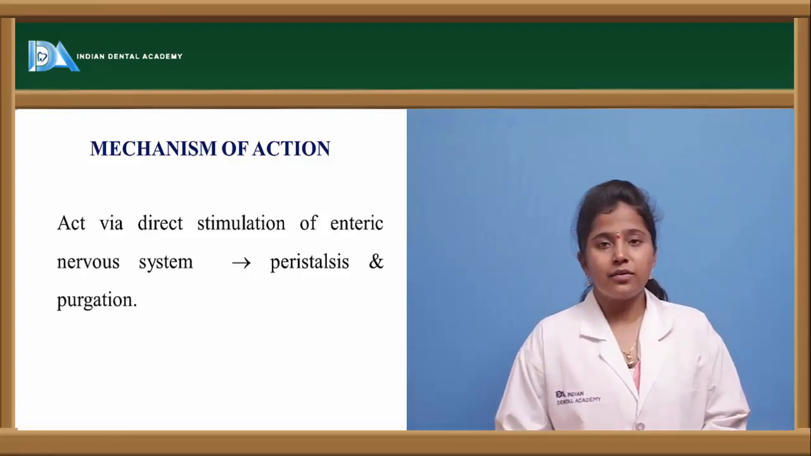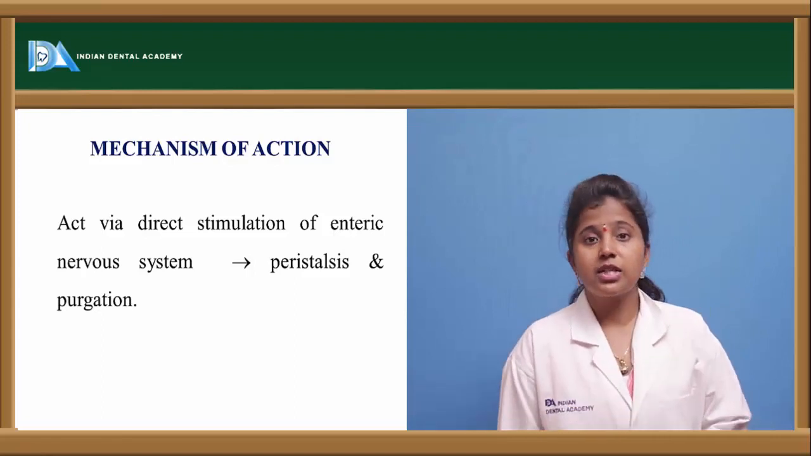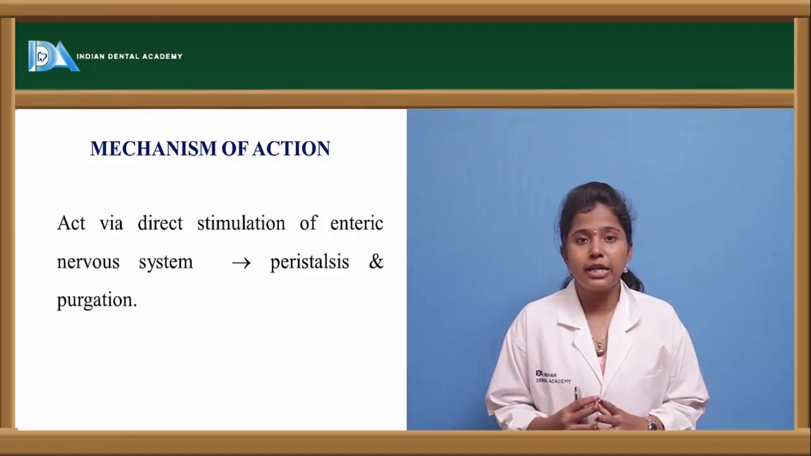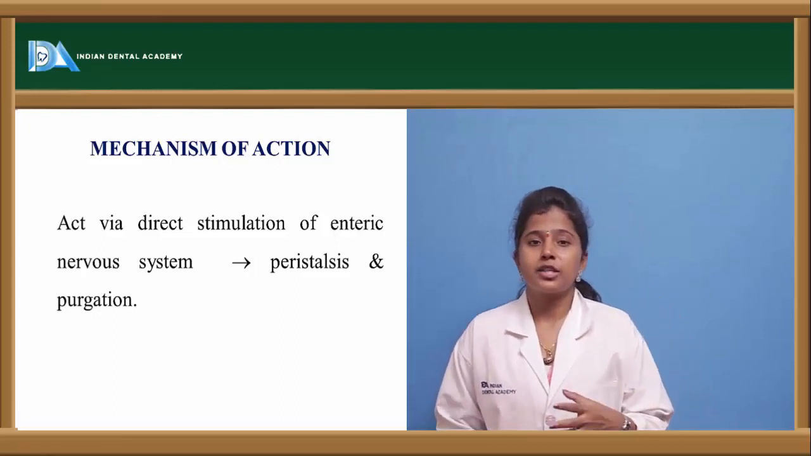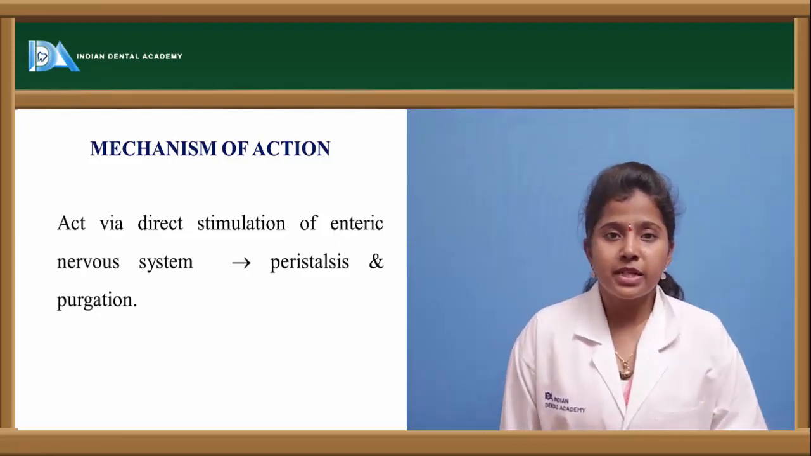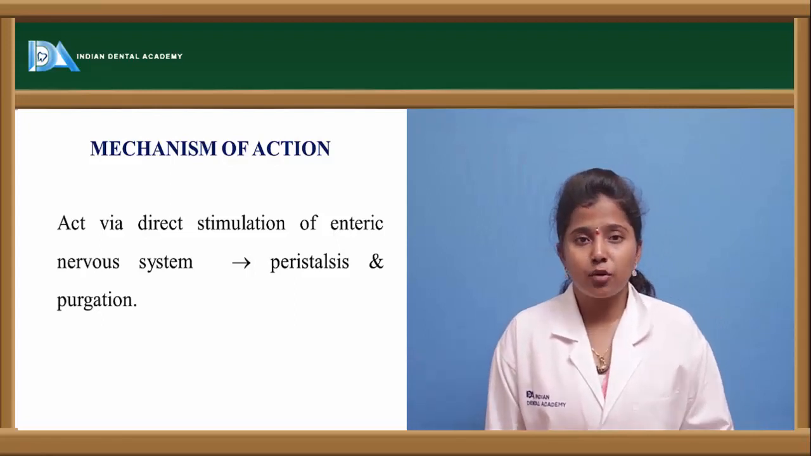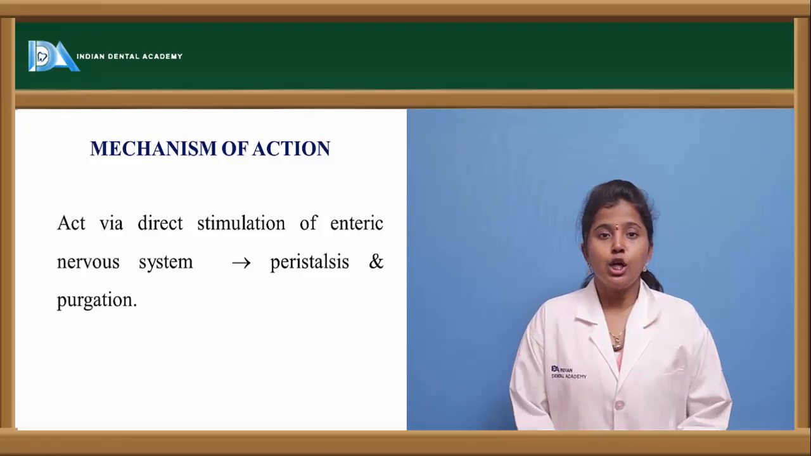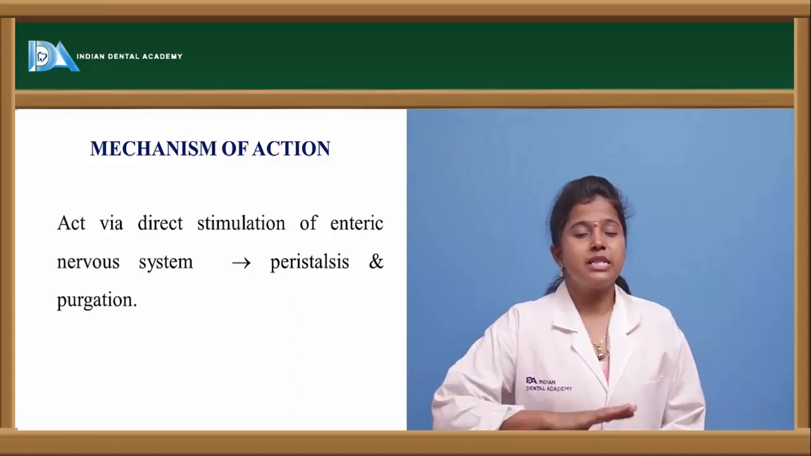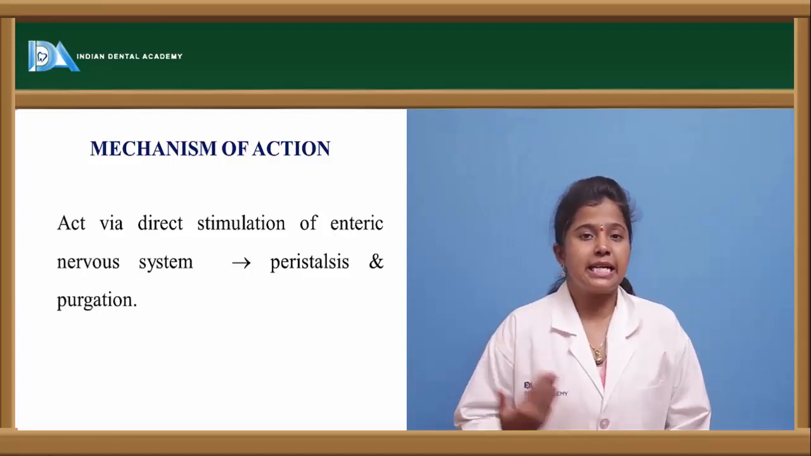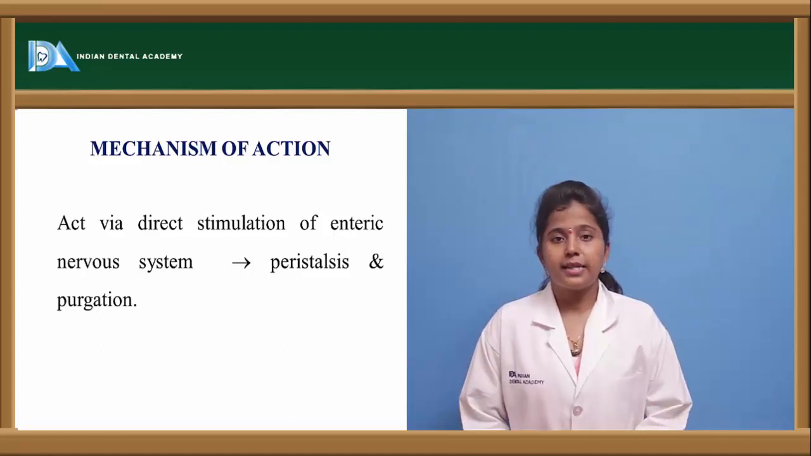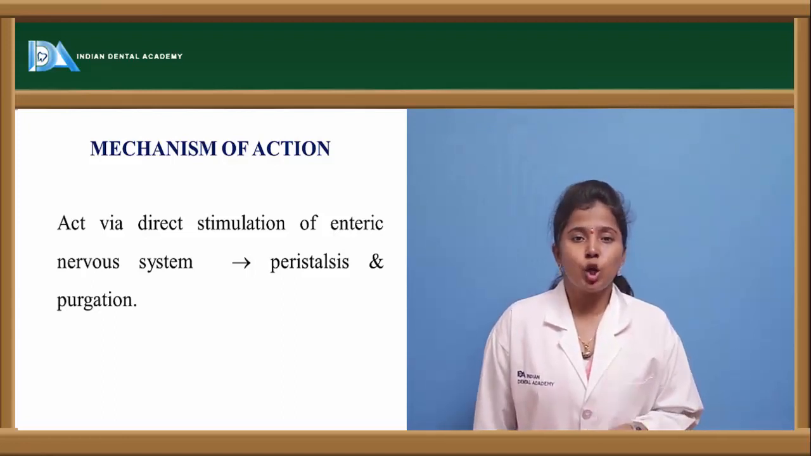The enteric nervous system plays a very important role. When the enteric nervous system is stimulated, smooth muscle contraction takes place. When smooth muscle contraction and relaxation occur properly, the peristaltic movement will be very good. So these stimulant purgatives directly act on the enteric nervous system, stimulating its nerves, and thereby the peristalsis movements will be good.